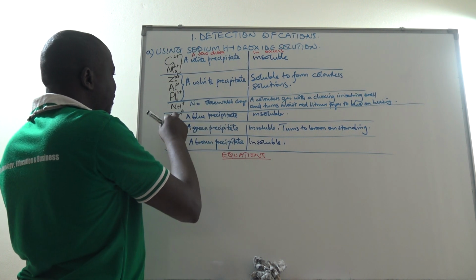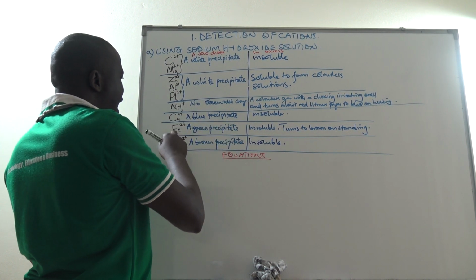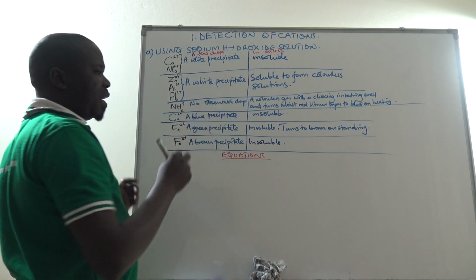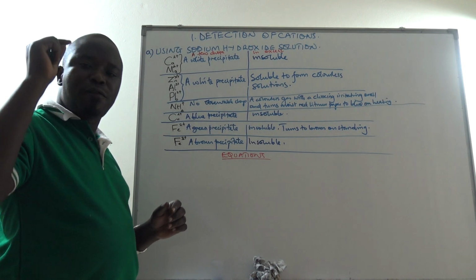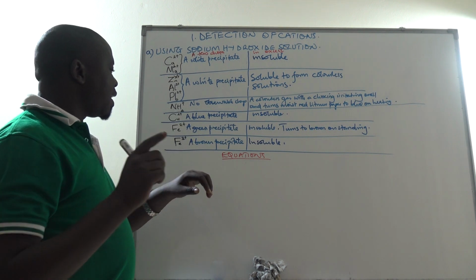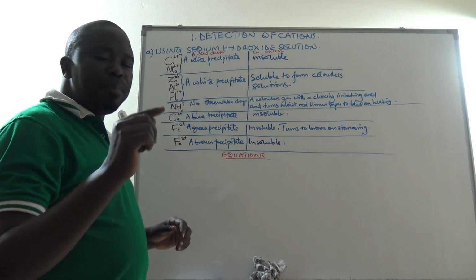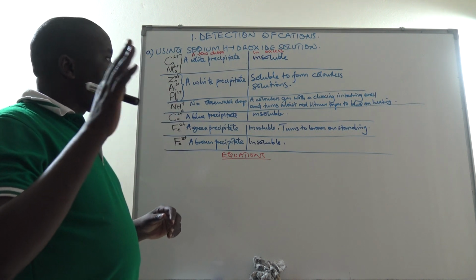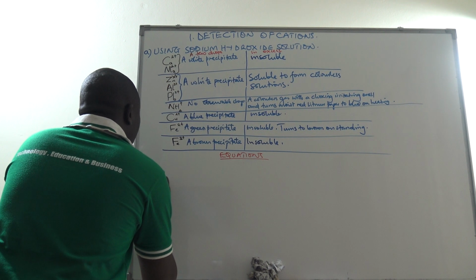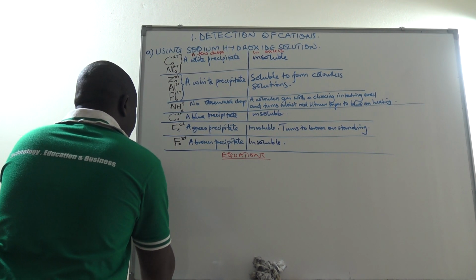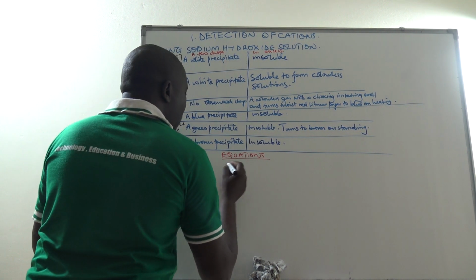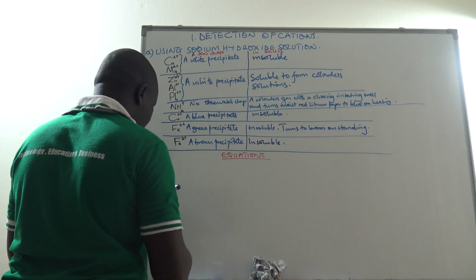We shall see why. Copper 2 ion gives us a blue precipitate. Iron 2 ion gives us a green precipitate. Iron 3 ion also gives us a brown precipitate. Any precipitate which is formed is the insoluble hydroxide of that particular cation. I repeat, any precipitate formed is the insoluble hydroxide of that particular cation. Meaning that the calcium ion... so let us start with it for a few drops.